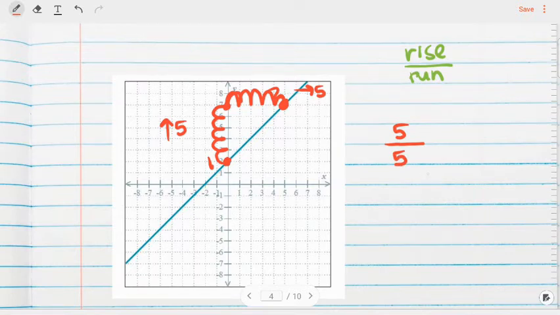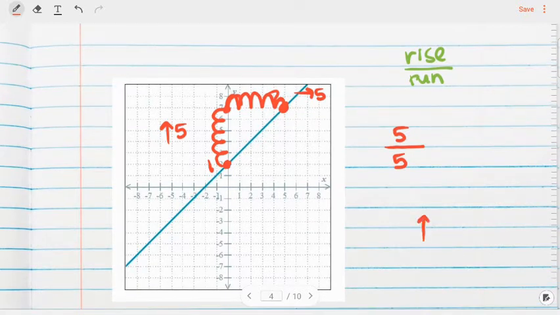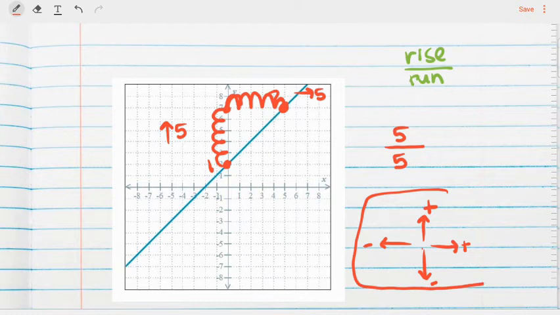Now, one important thing to know is that moving up, down, left, and right, they all have a different sign associated with them. And this is something that I'd write in your notes. If I move up, that is a positive direction because I'm getting higher on my graph. If I move down, that is a negative direction because I'm moving lower on my graph. If I move to the right, that is a positive direction because the numbers are getting bigger. And if I move to the left, the numbers are getting smaller, so that's a negative direction. So make sure you have this written down somewhere as a note to yourself about whether the numbers are going to be positive or negative.